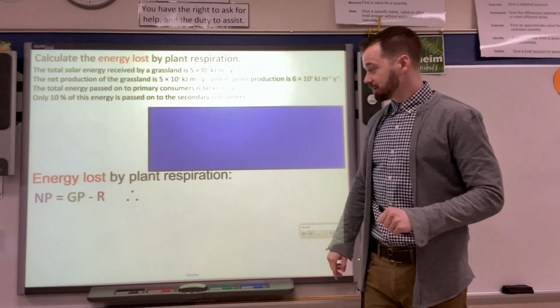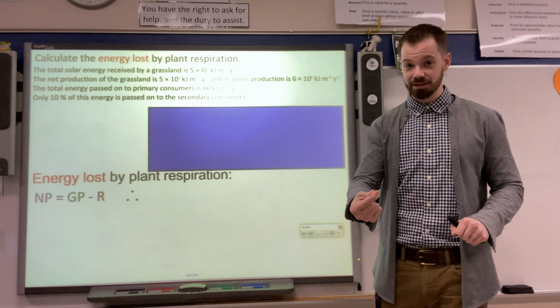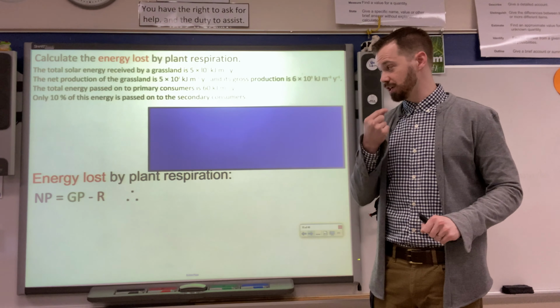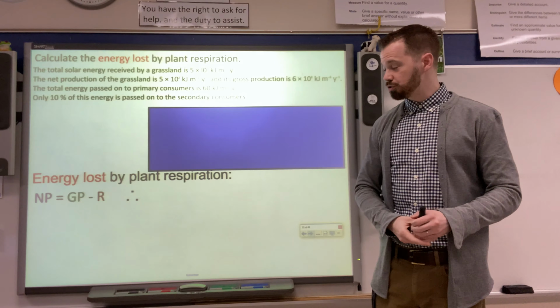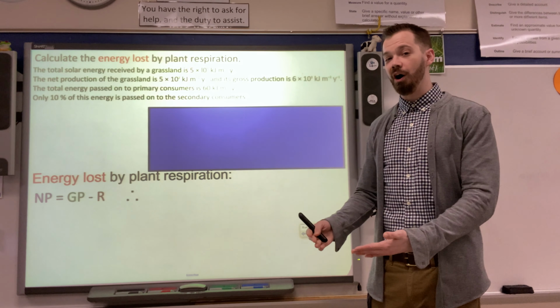I'm also hoping that you could calculate the energy lost by the plants due to cell respiration itself. If you need to, you should be able to rearrange that equation to solve for R.